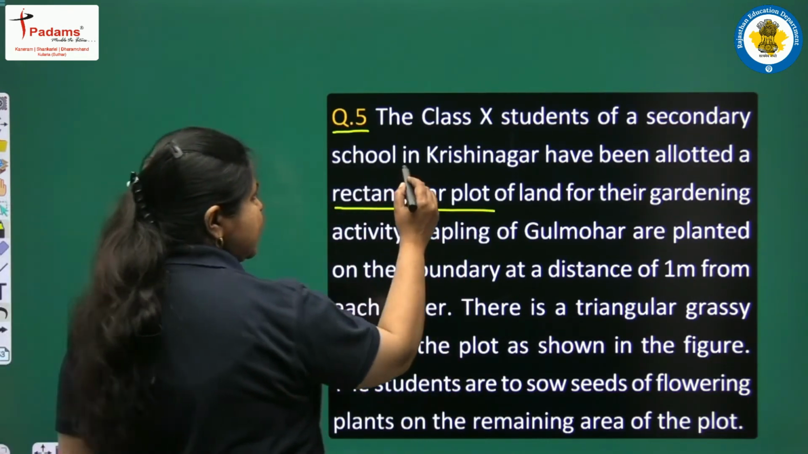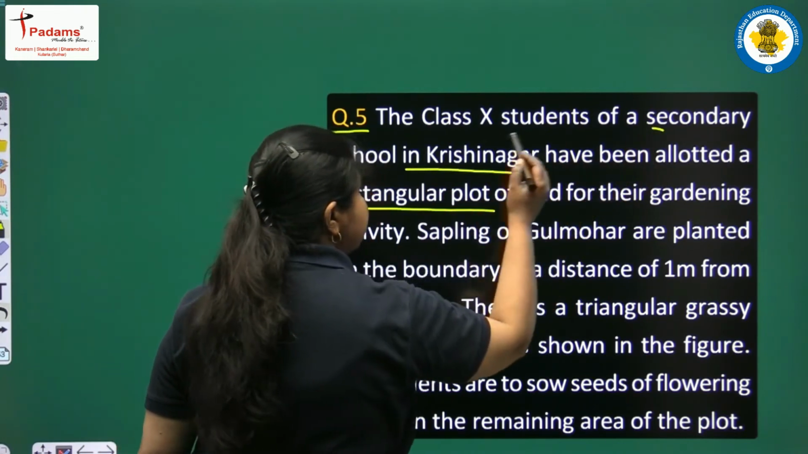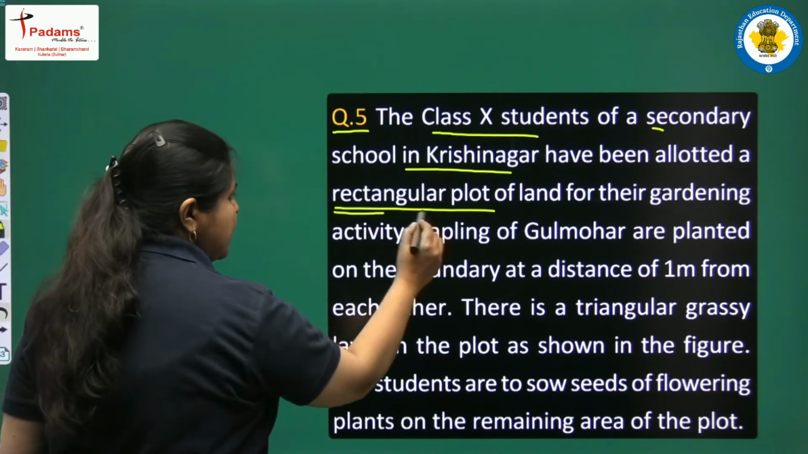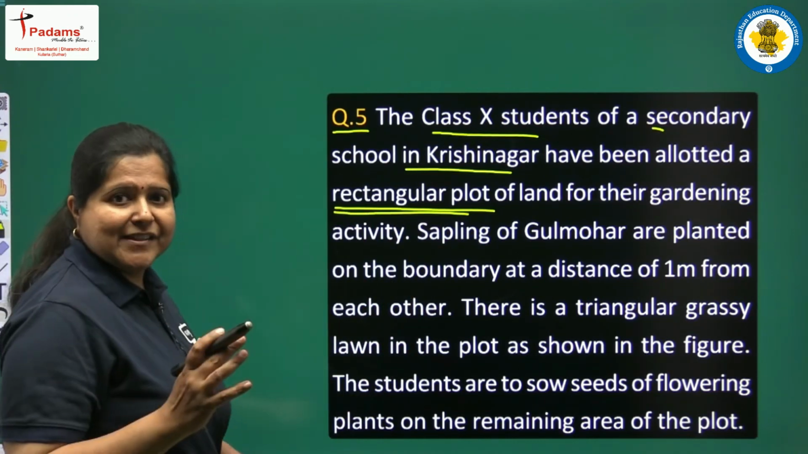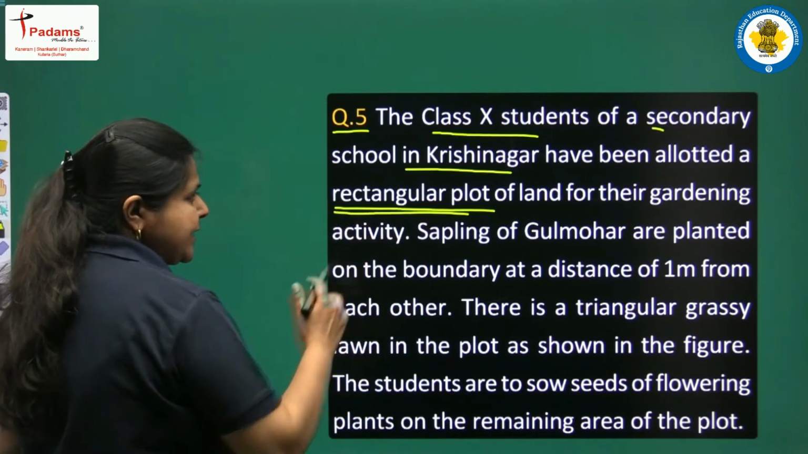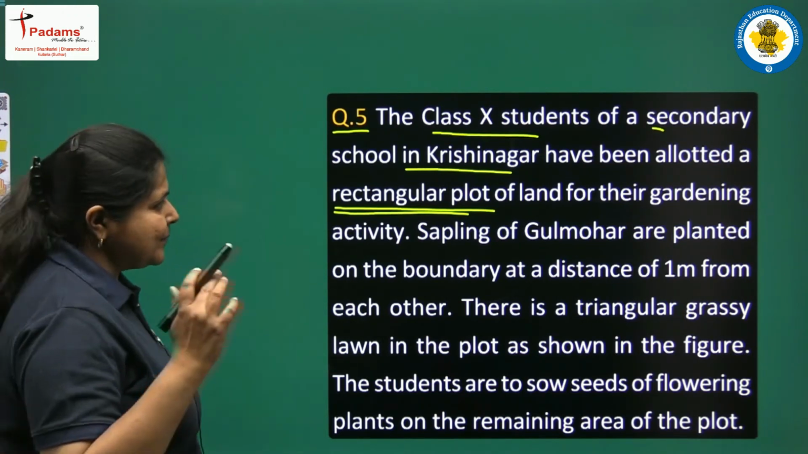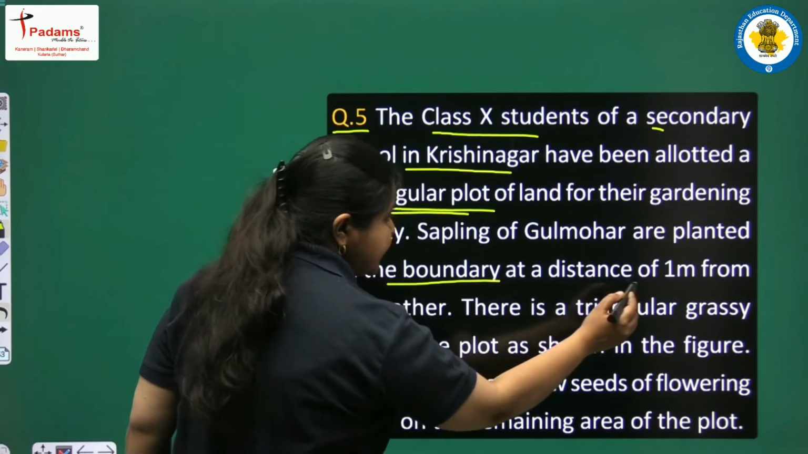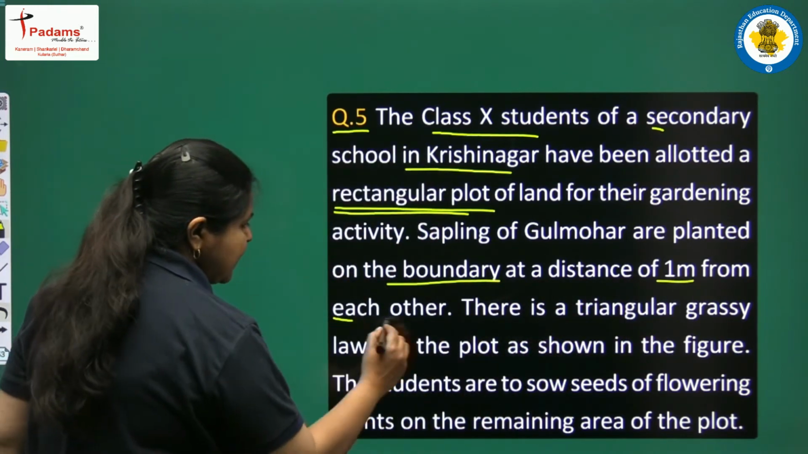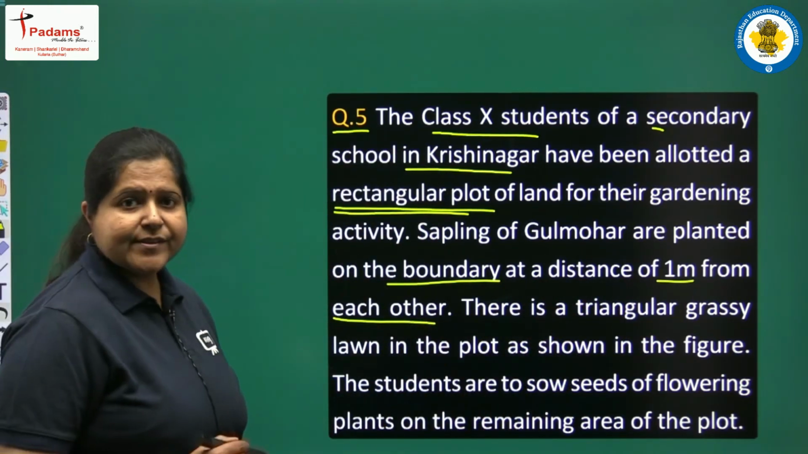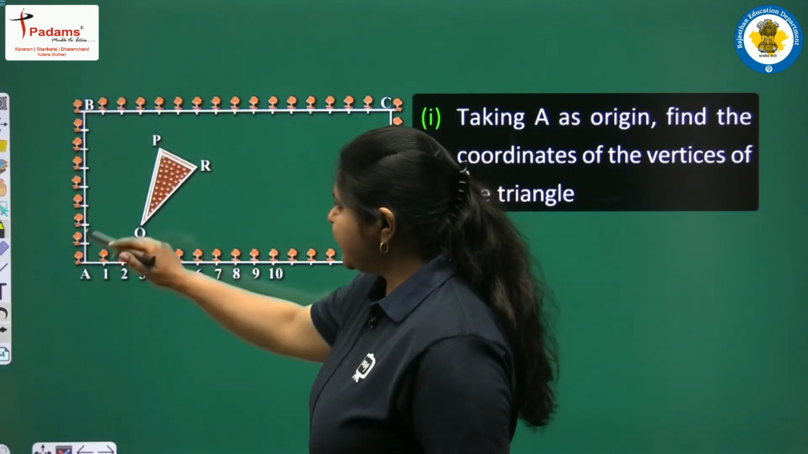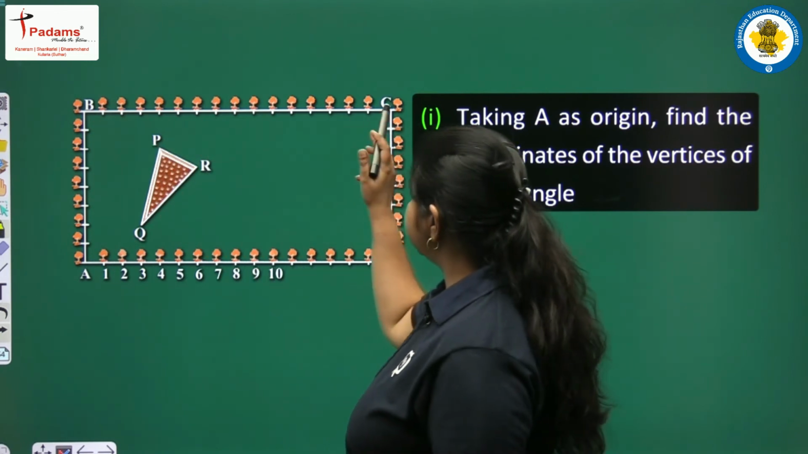So in Krishinagar there is a secondary school where the class 10 students have been allotted a rectangular plot for gardening activity. उन्हें एक rectangular plot allot किया गया है for gardening. Sapling of gulmohar are planted on the boundary at a distance of 1 meter from each other. The figure related to this question is this one, where you will see there is a rectangular plot and it has been given the name A, B, C, D.